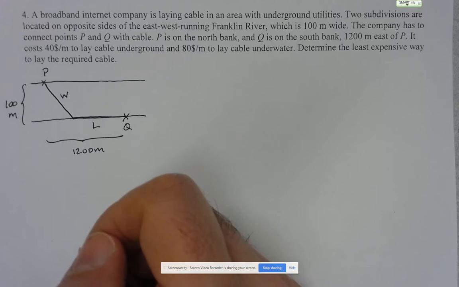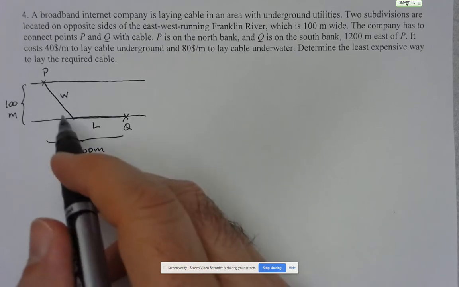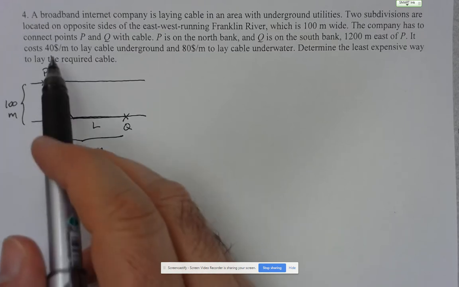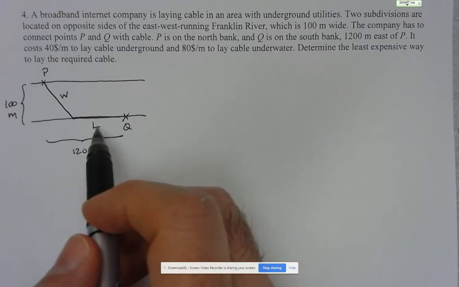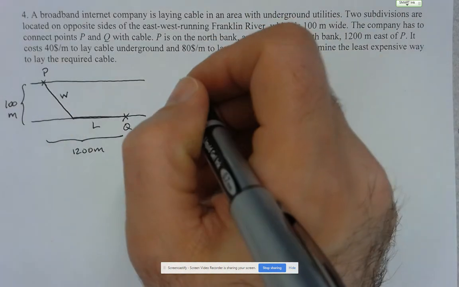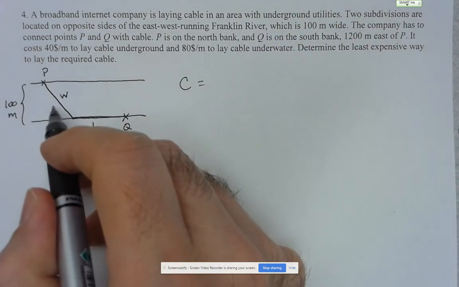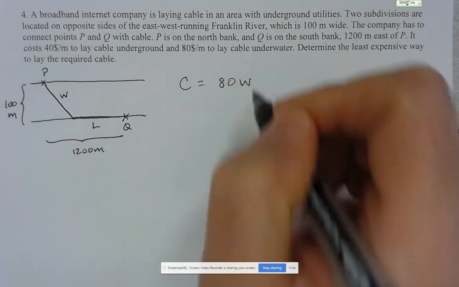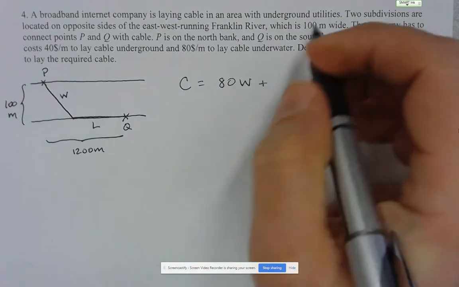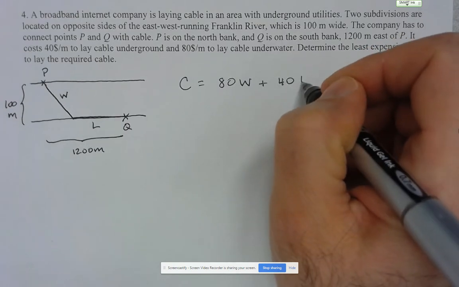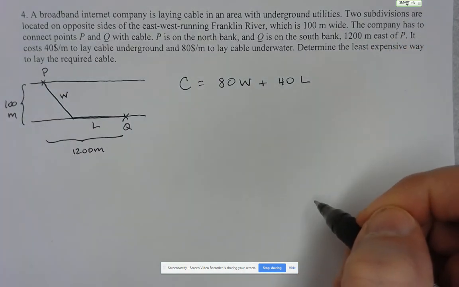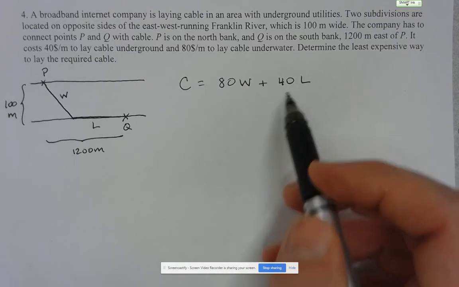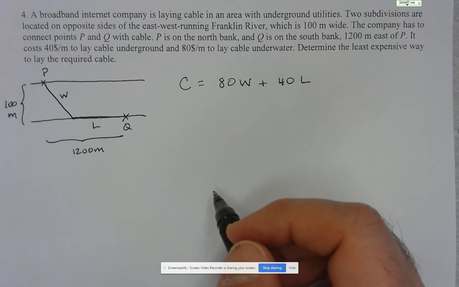All right. So if we want to determine the total cost, we're going to take the cost underwater multiplied by the length, since it's given per meter, and then I can do the same thing with the part under land. Okay, so the cost is equal to $80 per meter times the number of meters underwater plus $40 times the number of meters underground. All right, now we have the usual scenario that we've got two variables in our equation. So we have to find a way to connect these two variables.